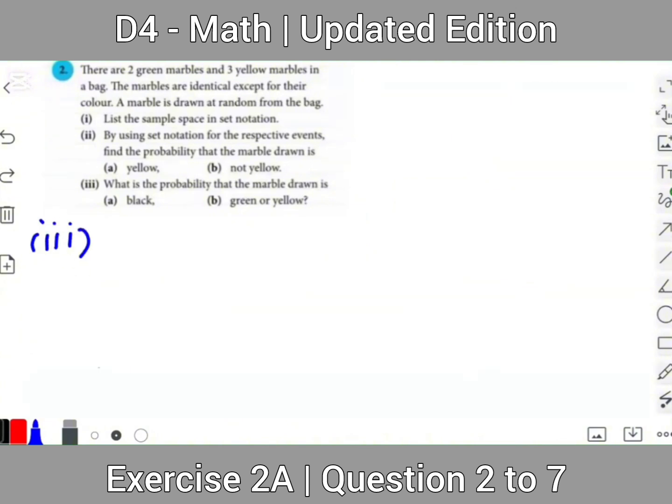Find the probability that the marble drawn is, in part A, black, and in part B, green or yellow. So for part A, the probability of black will be equal to 0. Why is the probability of black equal to 0? Just because this is an impossible event and there is no information given regarding a black marble in the question.